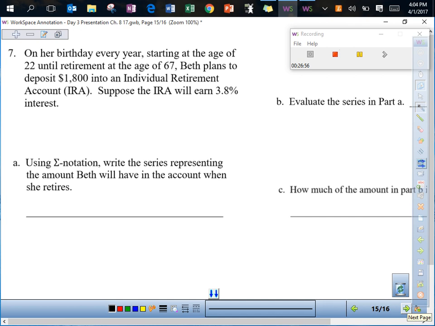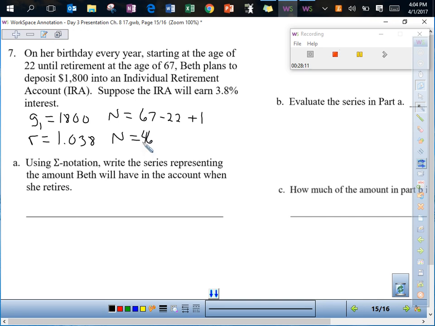Well, here's what it's going to look like. Some things that I have. G sub 1 is going to be $1,800. That's what she's putting in the first year, and then every additional year, my R value is going to be the 3.8% interest, but inside my parentheses I'm going to need 1.038. That way it shows that it's a growth model. The number of years is going to be 67 minus 22 plus 1, so n is going to be 46.